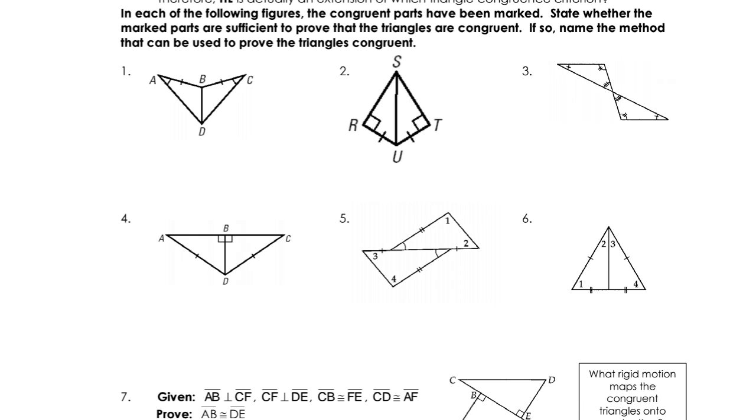All right, so on the back side of day 7 notes, it says in each of the following figures, the congruent parts have been marked, and they want you to state whether the marked parts are sufficient to prove that the triangles are congruent, and if so, name the method that can be used to prove the triangles congruent. So right now we have 5 methods.